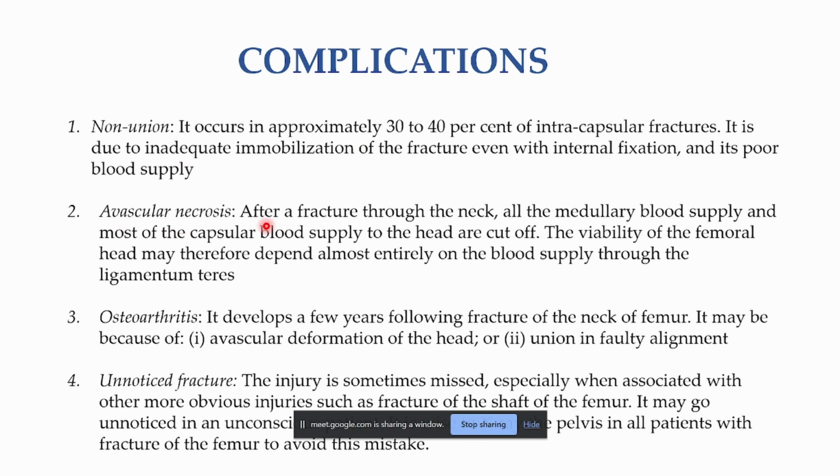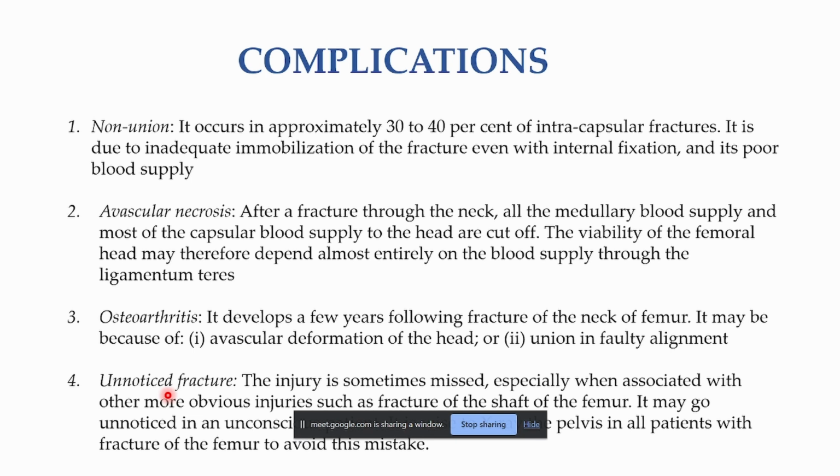It could also lead to avascular necrosis of the head because the medullary blood supply is cut off, leaving only the artery of ligament of teres. It could also lead to osteoarthritis, because of the avascular deformation of the head and union in faulty alignment. The fracture could go unnoticed if there is severe trauma and a large number of fractures at the femur. To avoid this mistake, we should X-ray the pelvis so that we do not miss the fracture.